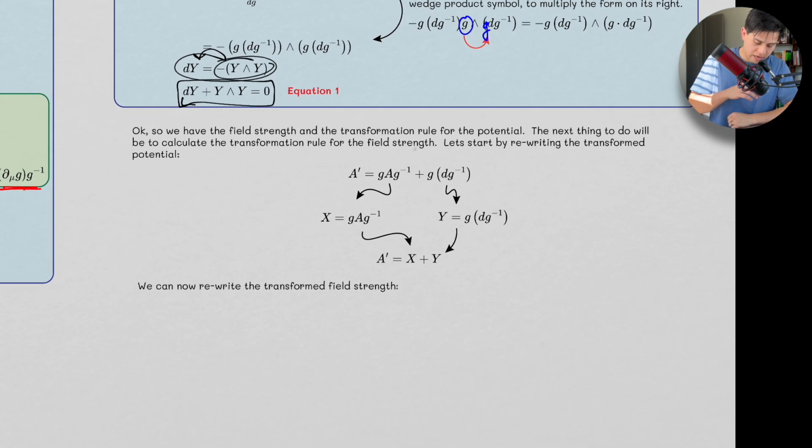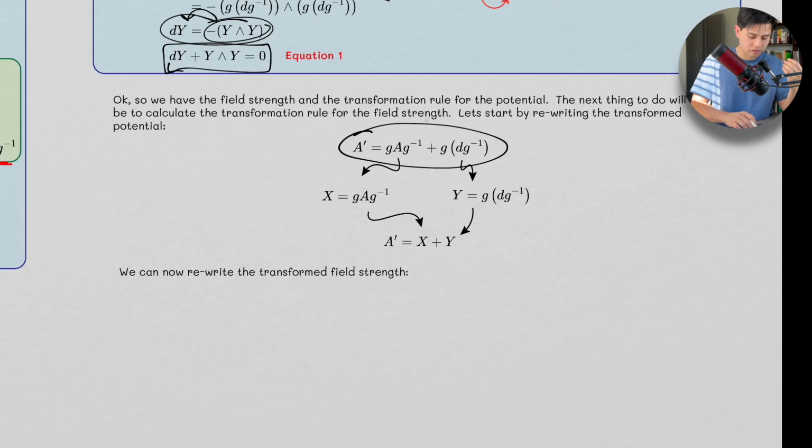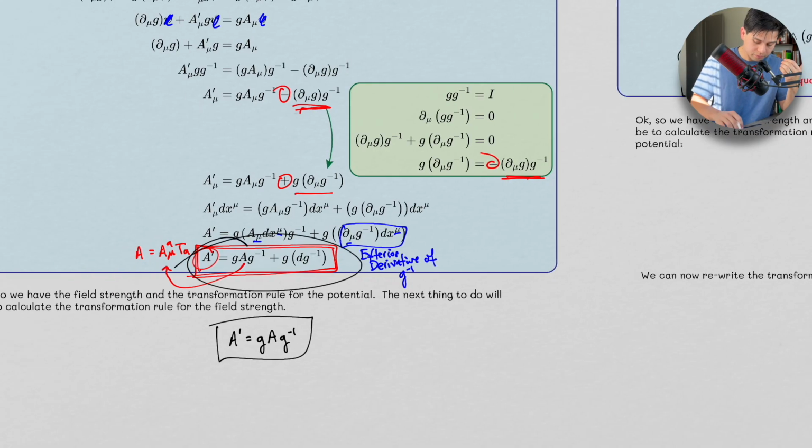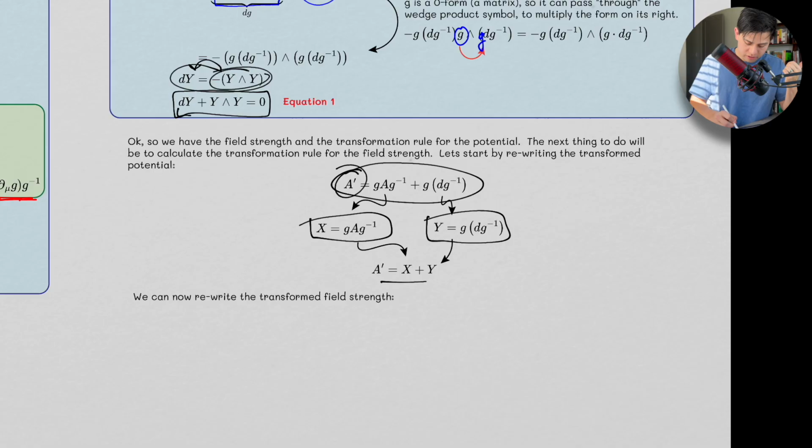Okay, so we have the field strength, we have the transformation rule for the potential. Let's start now by rewriting the transformed potential with all these tools that we have at our disposal. So here's our transformation rule that we've derived. That's right here, this guy right here. Let's define now this y, which we've already done, and where this is x. So we can rewrite then A prime in this way.